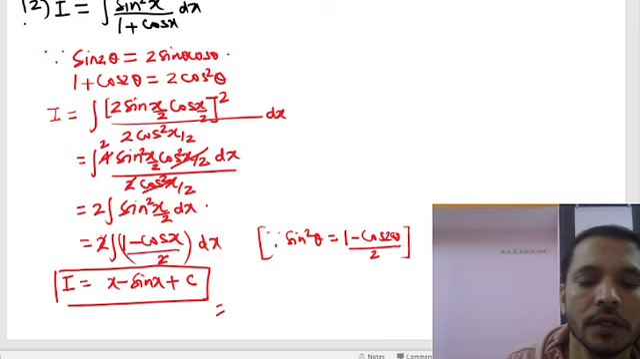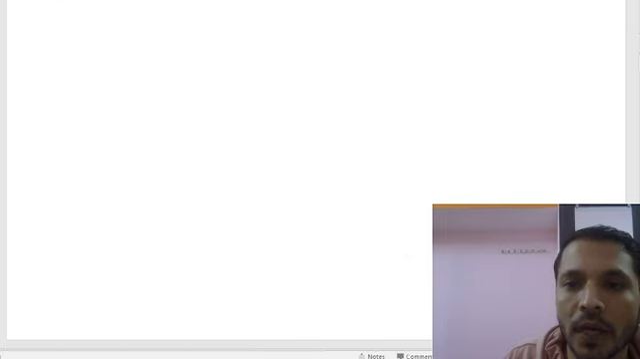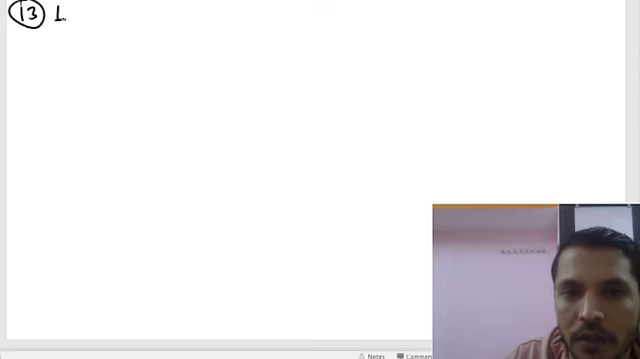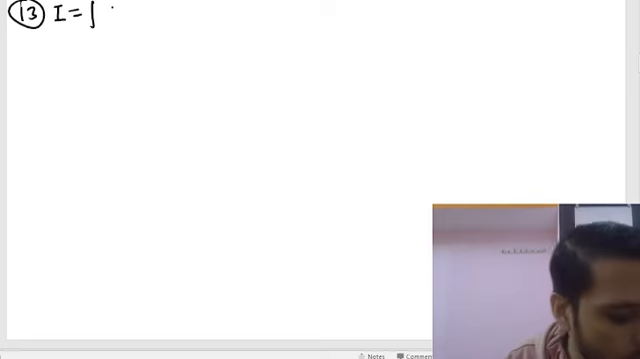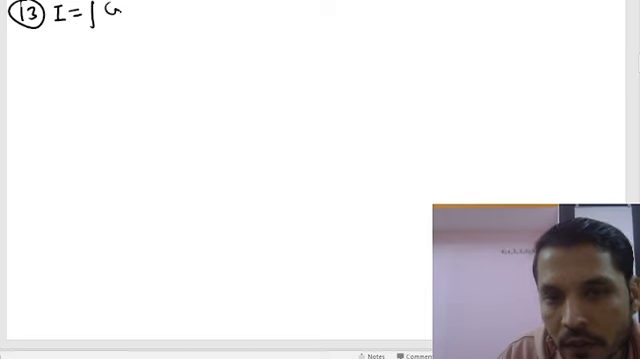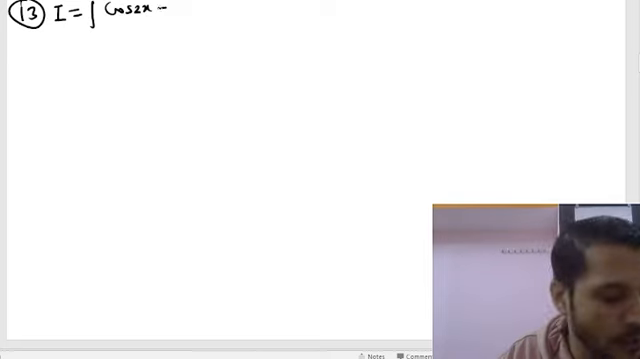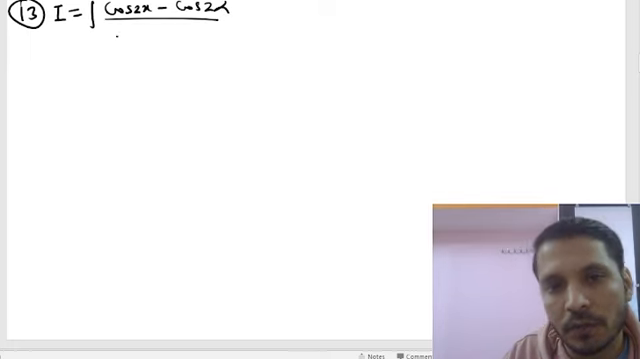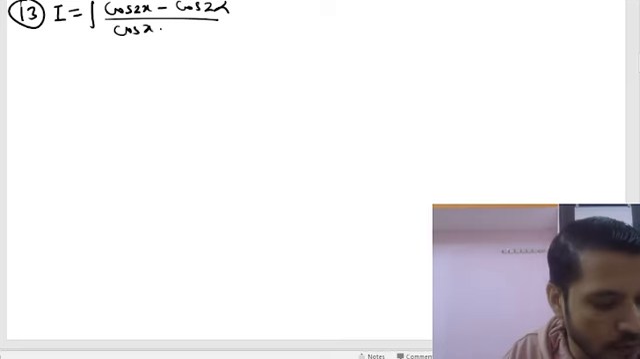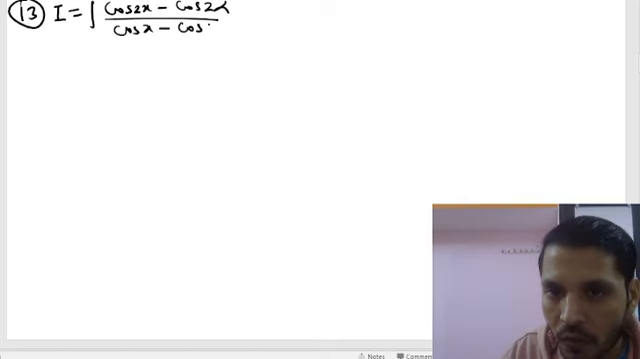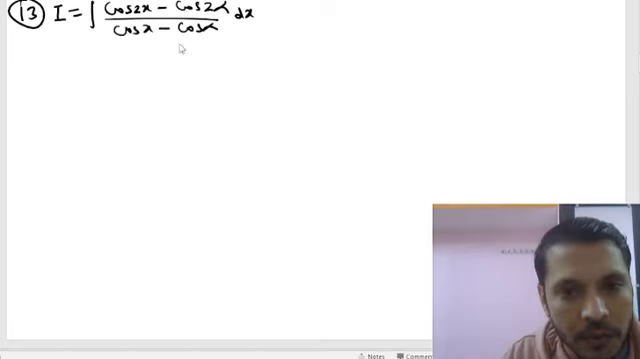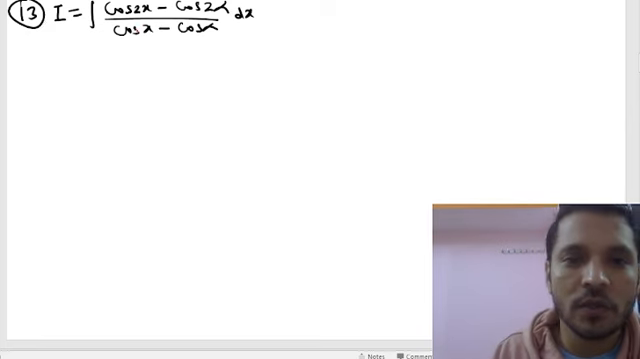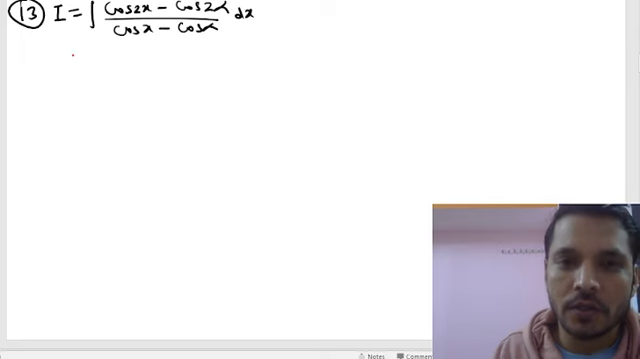What is question number 13? Here, question number 13 is I is equal to the integral of (cos 2x minus cos 2 alpha) divided by (cos x minus cos alpha). This is a very important question. How can we do that? Kindly everyone think what we can do here. Yes sir, we know the formula for cos 2 theta. What is the formula for cos 2 theta?